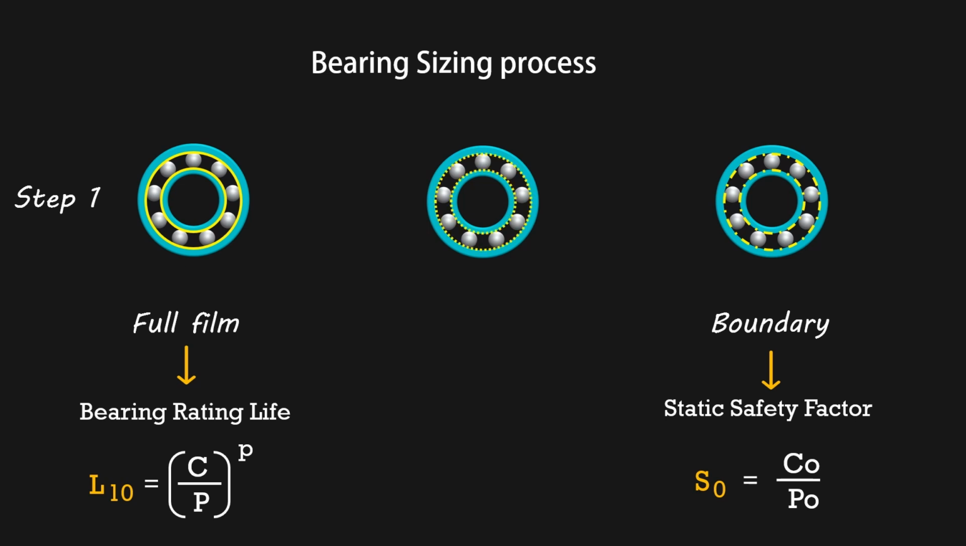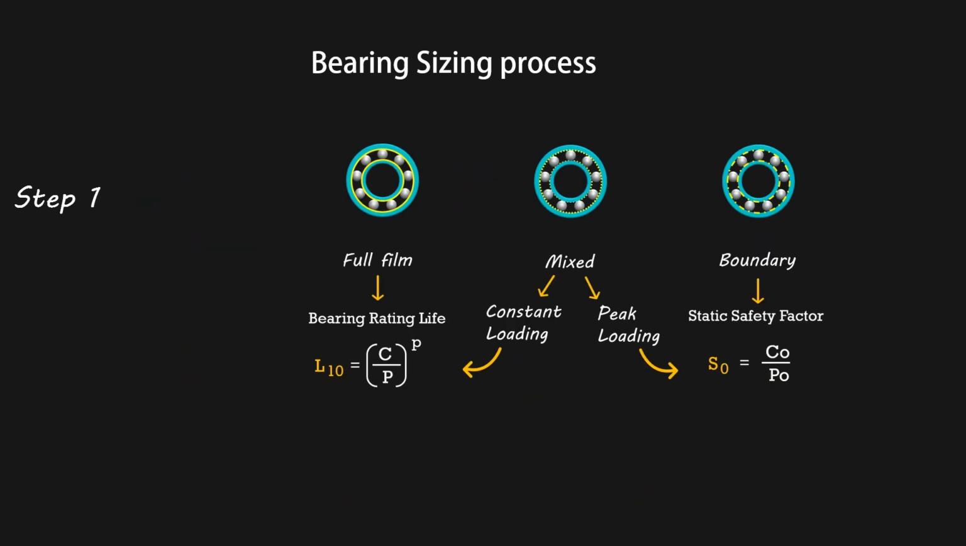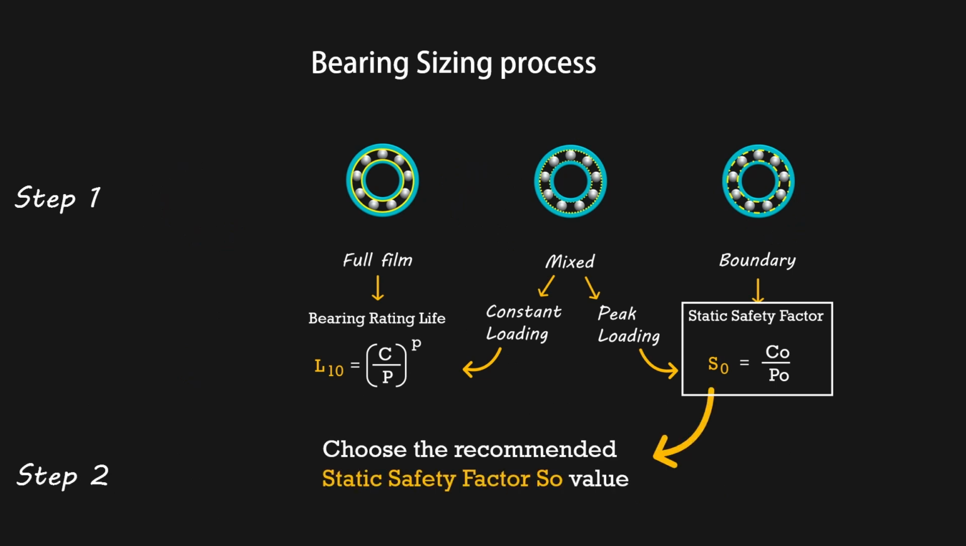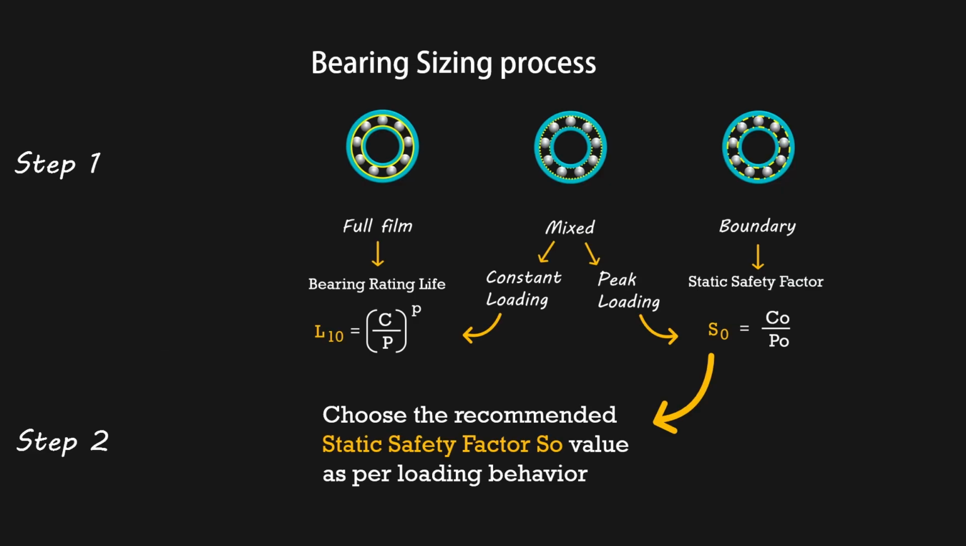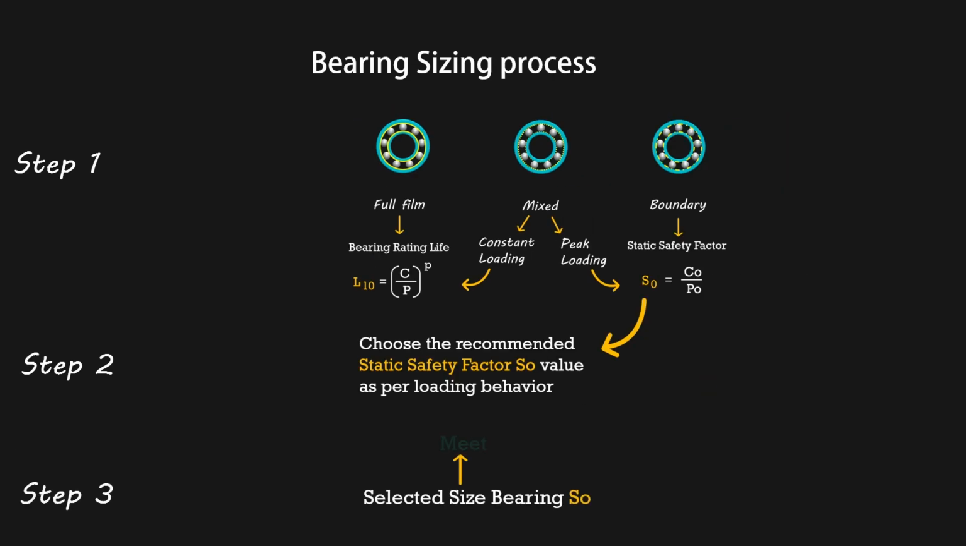And if the bearing is running in mixed lubrication condition, then at constant loading, we have to do the sizing of the bearing on the basis of bearing rating life L10. But we also have to make sure of the bearing's static safety factor S0 for the peak loading conditions. And if we have to do the sizing of the bearing on the basis of bearing static safety factor S0, then the second step is choosing the recommended safety factor S0 value as per the loading behavior, as per the loading uncertainty level. Higher uncertainty level means higher factor of safety. And our selected size of bearing should meet or exceed the recommended static safety factor S0, which we will learn with an example later in this video.